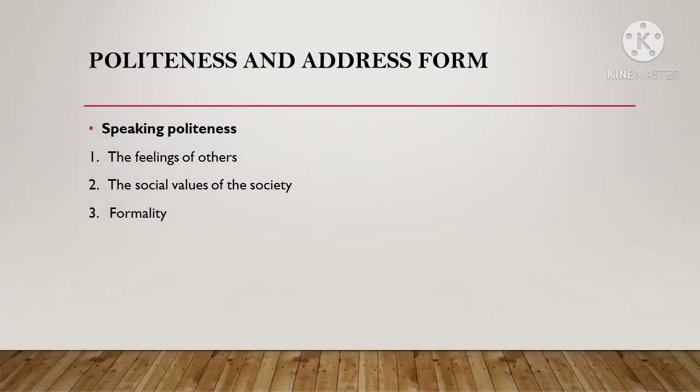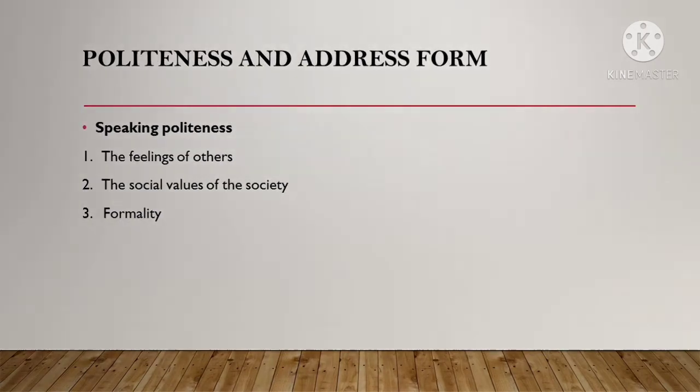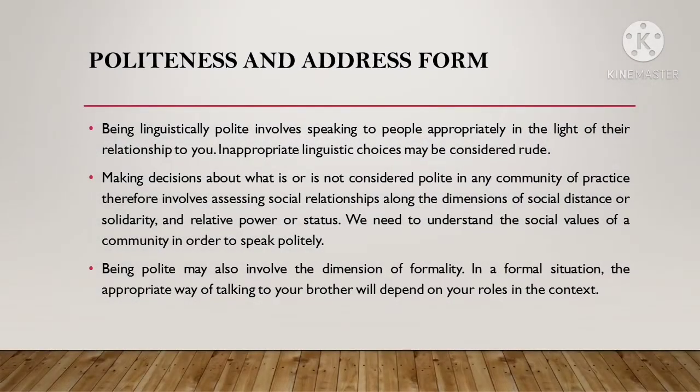In politeness, there are three things to consider. The first is the feeling of others, the second is the social values of the society, and the third is formality. Being linguistically polite involves speaking to people appropriately in the light of their relationship to you. Inappropriate linguistic choices may be considered rude. Making decisions about what is or is not considered polite in any community therefore involves assessing social relationships along the dimensions of social distance or solidarity and relative power or status.